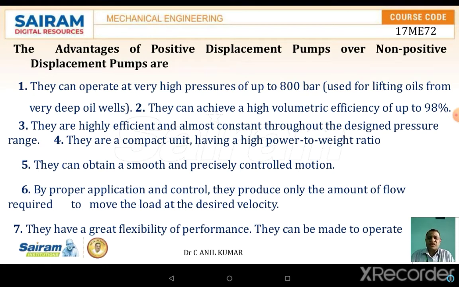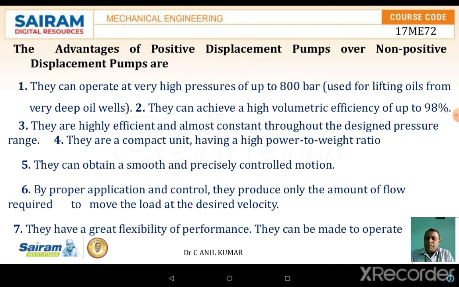The advantages as well as the disadvantages with respect to the positive displacement pumps are, they can operate at very high pressures, somewhere around 800 bars, and they can lift oils from very deep wells. They can achieve a high volumetric efficiency up to somewhere around 98%. They are highly efficient and almost constant throughout the designed pressure, or the pressure is maintained constantly throughout the system or the working environment.